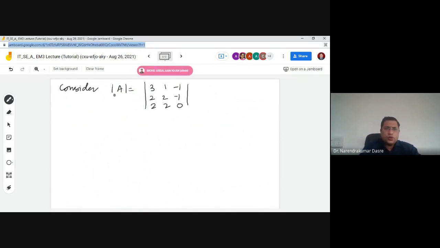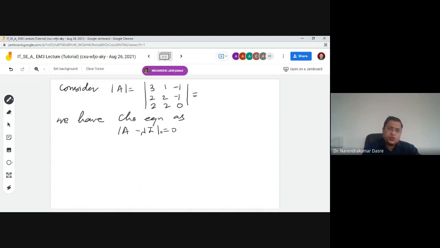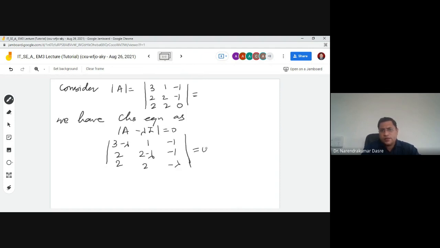Okay, so now consider the determinant value. Give me the determinant value; I hope you are calculating with me. We have the characteristic equation as determinant of A minus lambda I equal to 0. Now I have this determinant: 3 minus lambda, 1, minus 1; 2, 2 minus lambda, minus 1; and 2, 2, minus lambda, equal to 0. So what is the value of the determinant? Adesh?